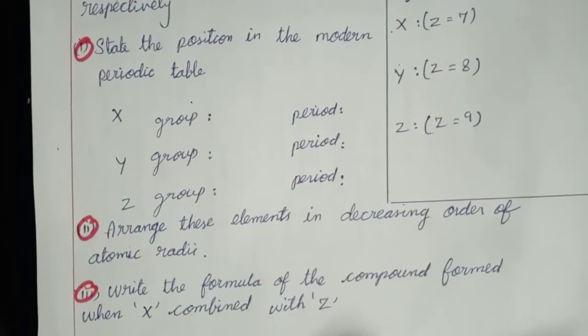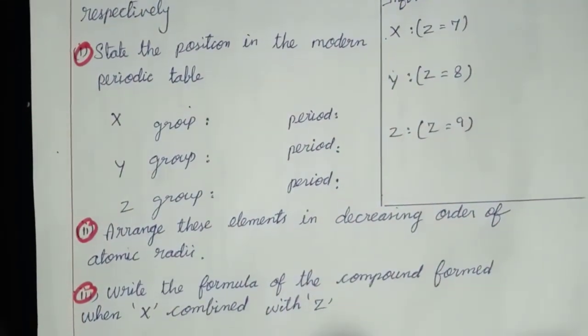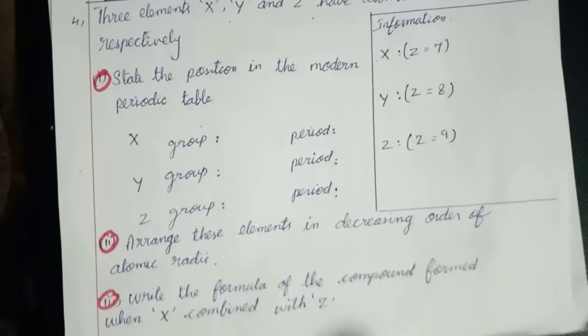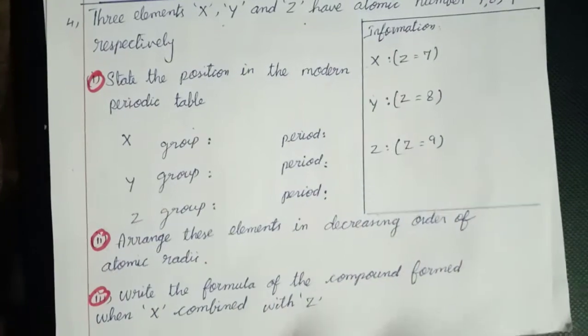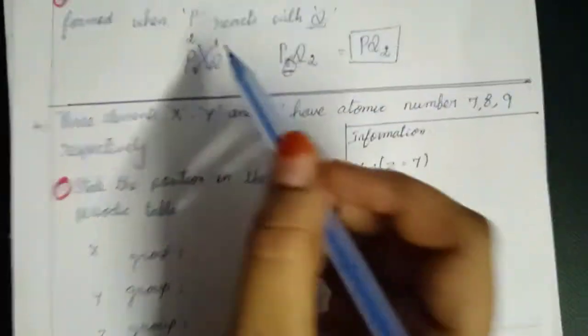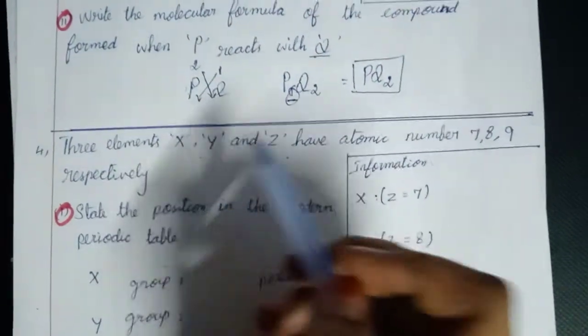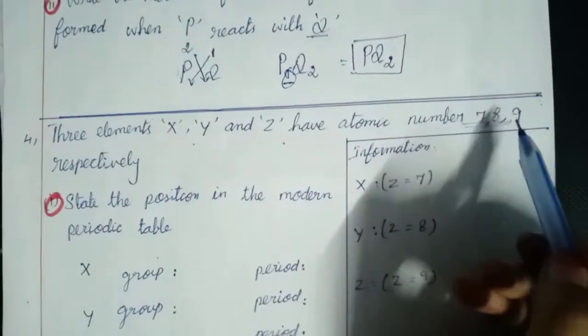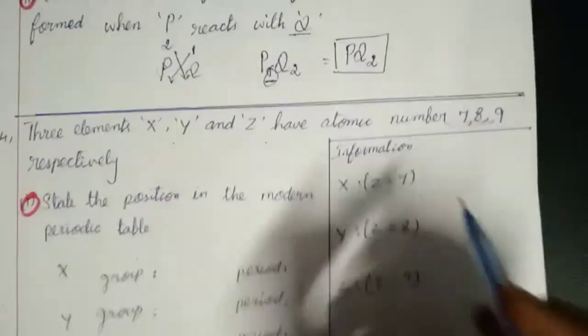Next, write the formula of the compound when X combines with Z. So X and Z react together to form a compound, we must write the formula of the compound. So from this information, only the atomic number is given. From this atomic number, we first convert into the electronic configuration.